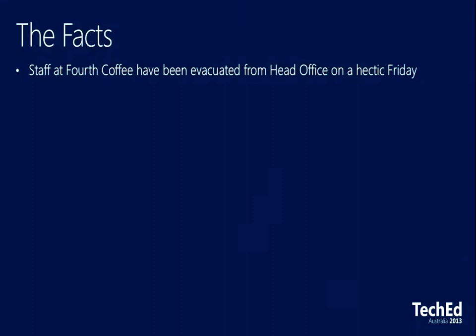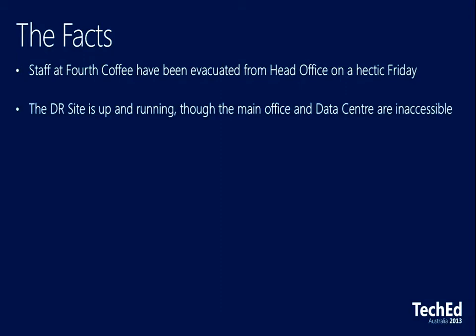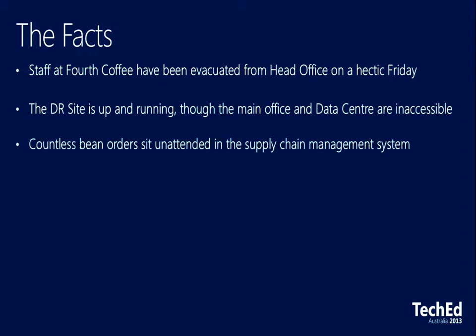So let's go over some of the basic facts of the story. Number one, the staff at Fourth Coffee have been evacuated from the office on a Friday afternoon. Number two, the VPN endpoints are available. Your DR site is available, but the primary office and all the devices contained therein are inaccessible. And number three, countless bean orders or something related to IT is stuck because staff do not have access to that IT.